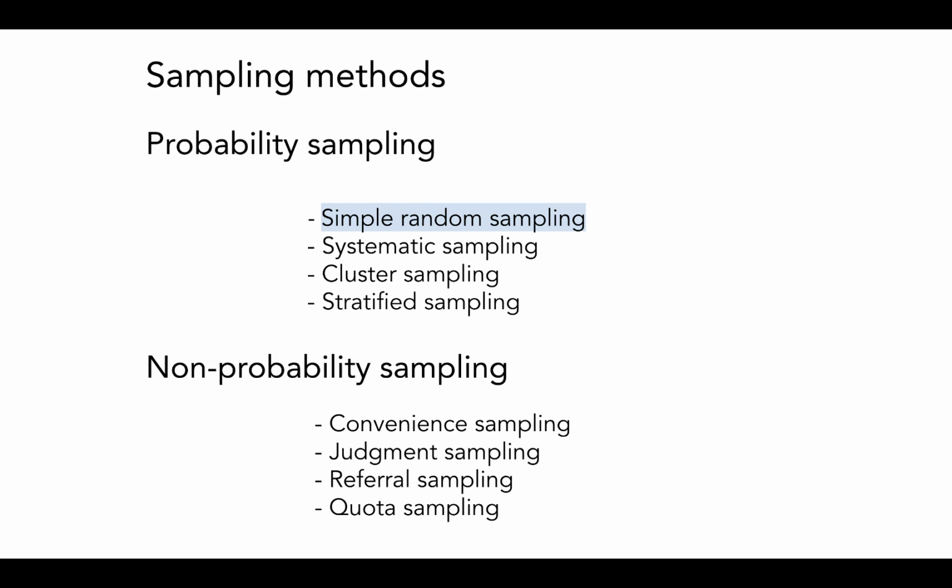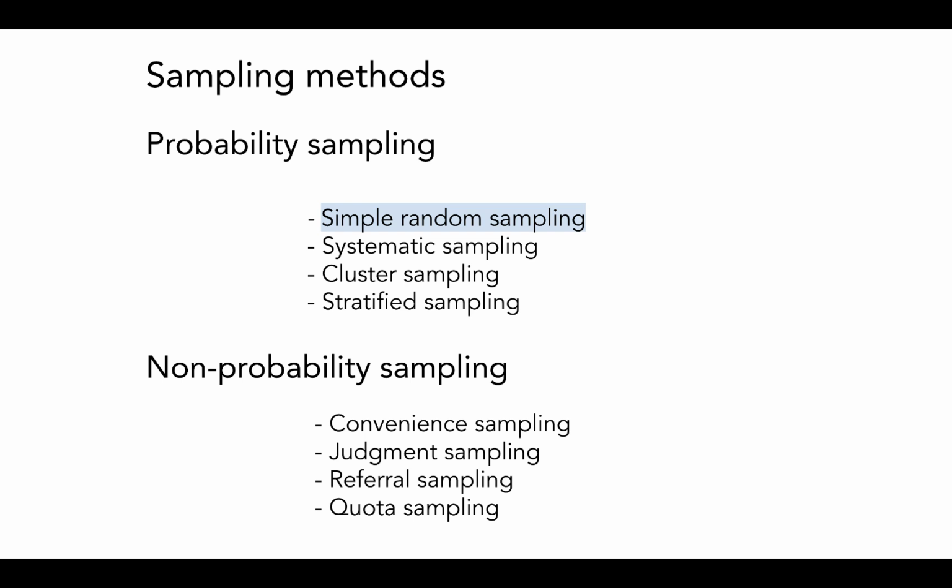Alright, session 2 is about sampling methods. There's two main groups: probability sampling and non-probability sampling methods. The probability sampling methods rely on probability theory, which means that members of a population have a known and random chance of being included in the sample. That's not the case with non-probability sampling.